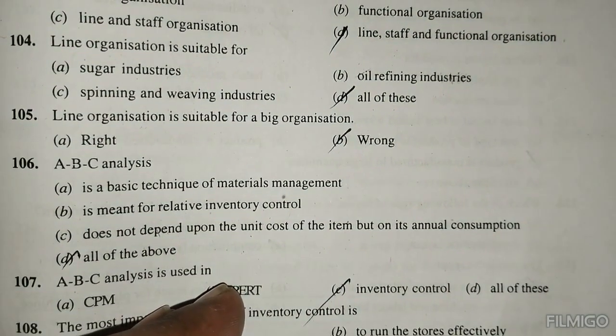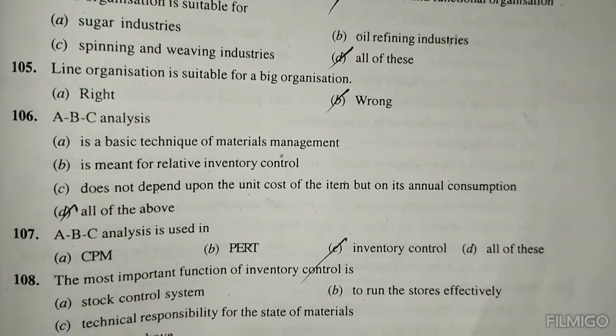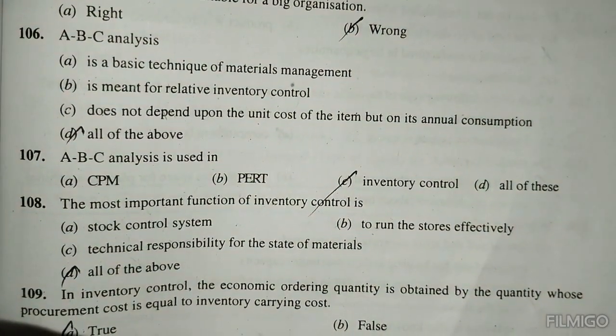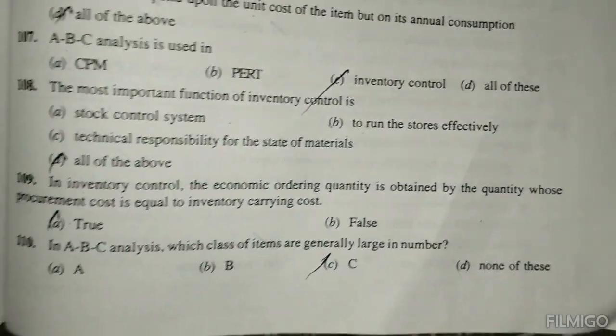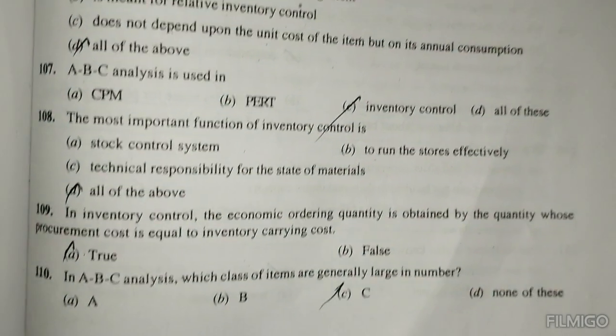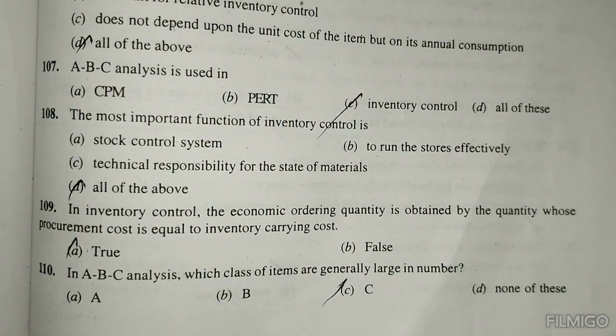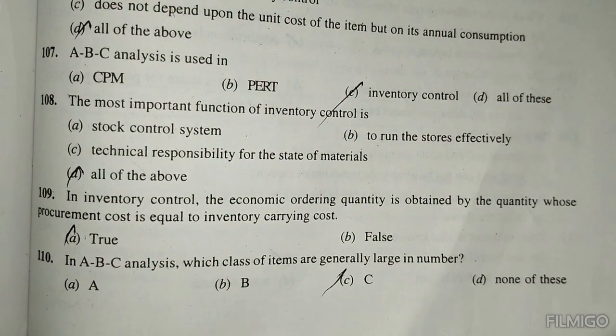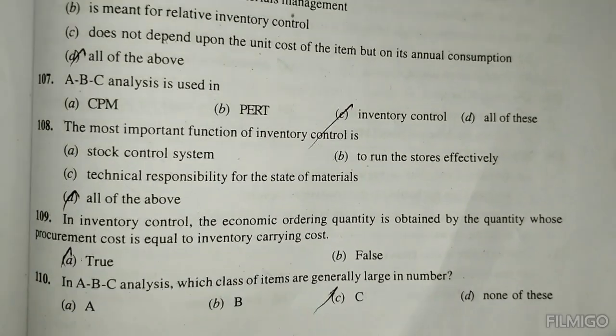ABC analysis, all of the above. ABC analysis is used for inventory control. The most important function of inventory control is all of the above. In inventory control, the economic ordering quantity is obtained when the procurement cost is equal to the inventory carrying cost. True. In ABC analysis, which class of items is generally large in number? C.